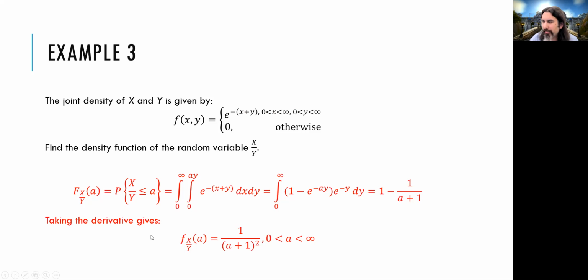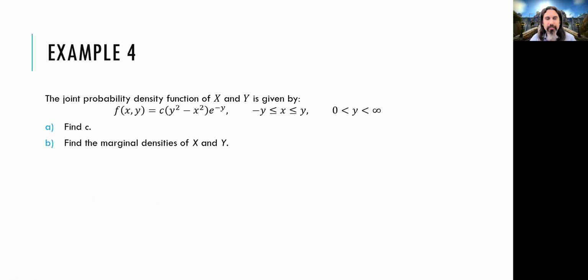So we have to find the upper and lower limits and do it from there. What about another example? Now we have a C value here in f(x,y), an unknown value. We have to calculate this C value first, and it's asking us to find it in part A. So how can we find the C value?